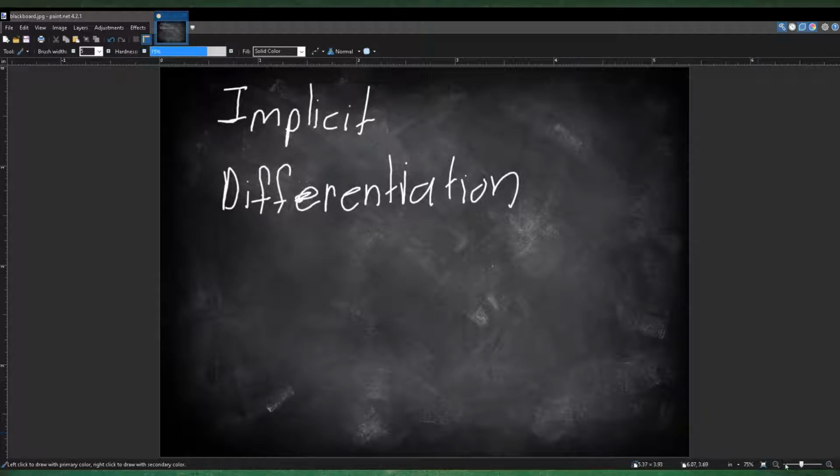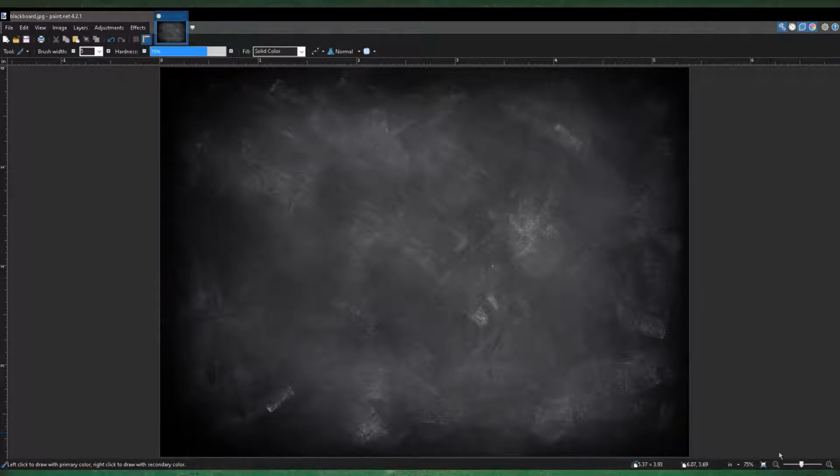For implicit differentiation, let's take for example an equation of a circle. So we have x squared plus y squared is equal to 25, right? Let's take this example of a circle. How will you take the derivative of this?